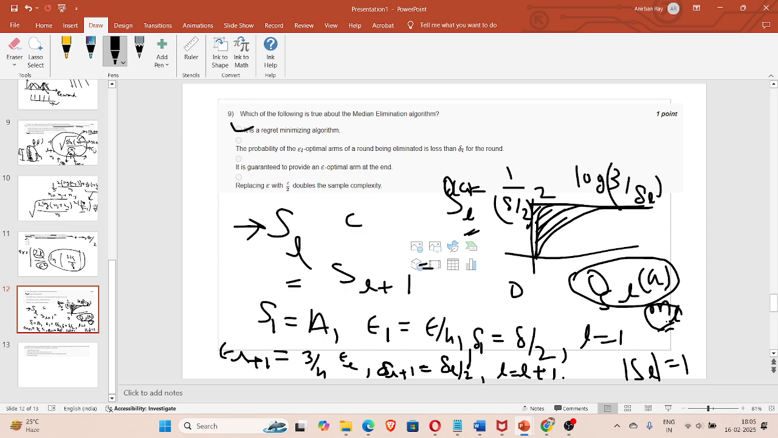The probability of an epsilon_L optimal arm being eliminated in round L is less than delta_L. So the point is that the optimal arm, after that many steps, L steps, should not be eliminated. The probability should be less than delta. That is what they have in this statement. The optimal arm should not be rejected, of course.